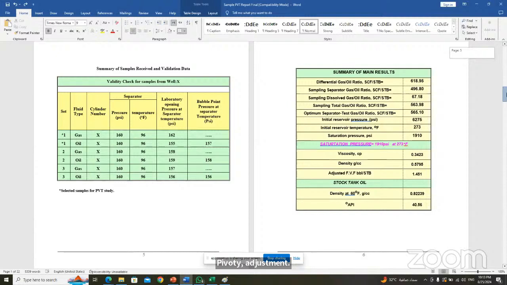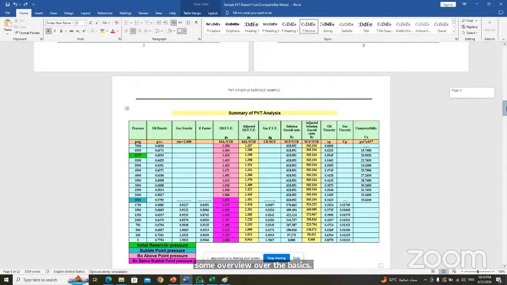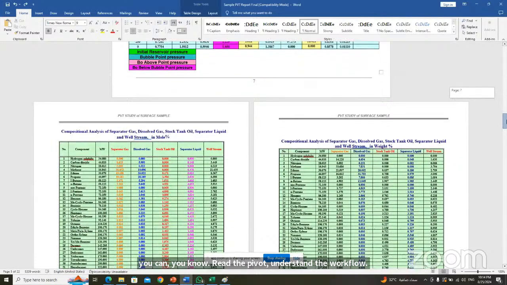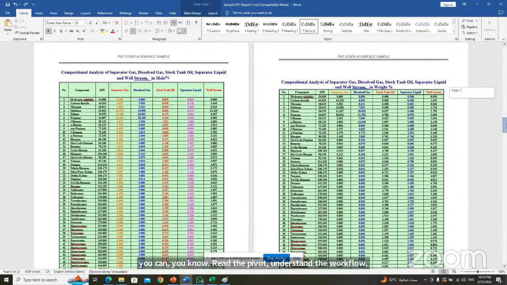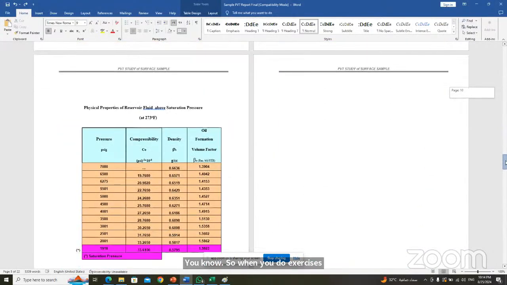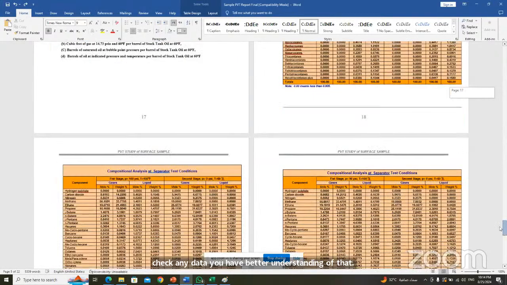I have basically been going through some of the basics. I didn't try to go into anything deep. I just tried to give an overview of the basics, so you can read the PVT report and understand the workflow. So when you do your exercises or check any data, you have a better understanding of that data. Hopefully it has been a useful session.